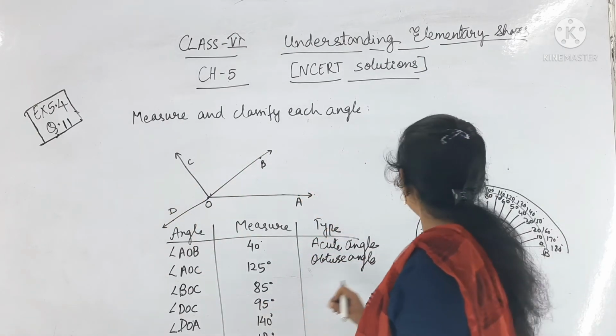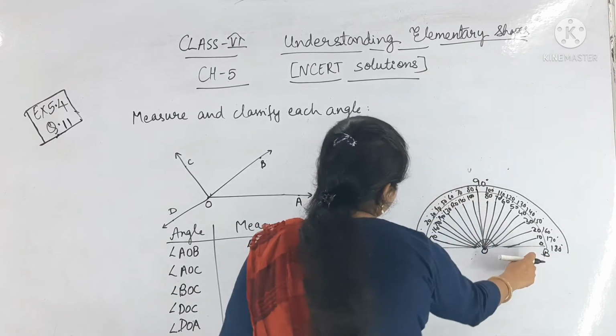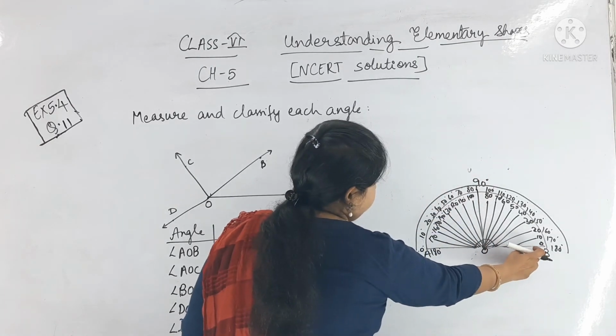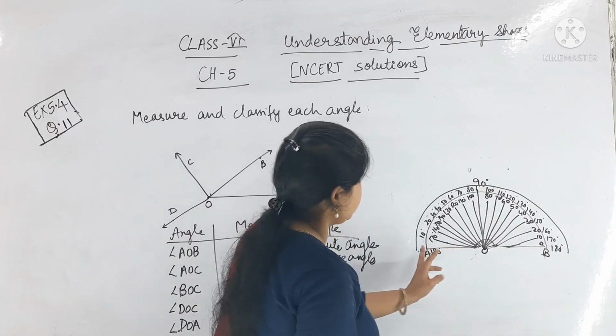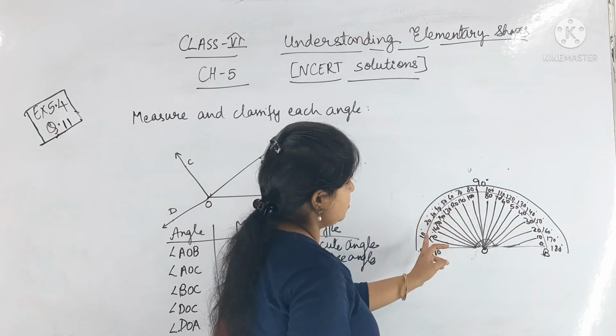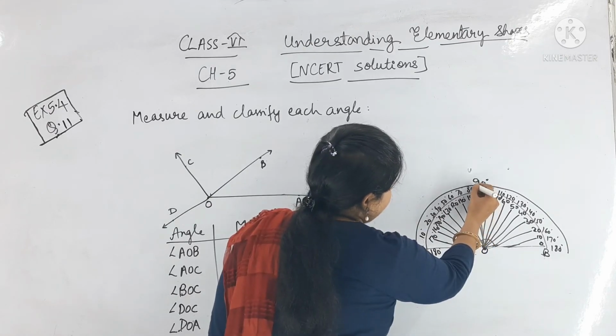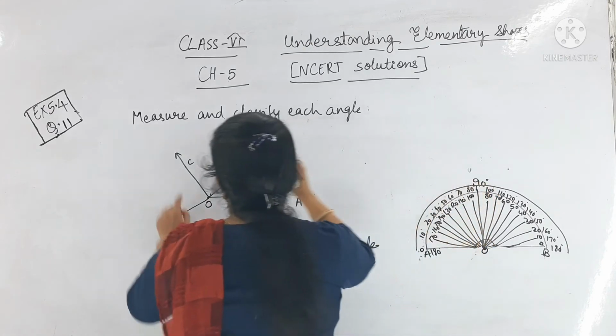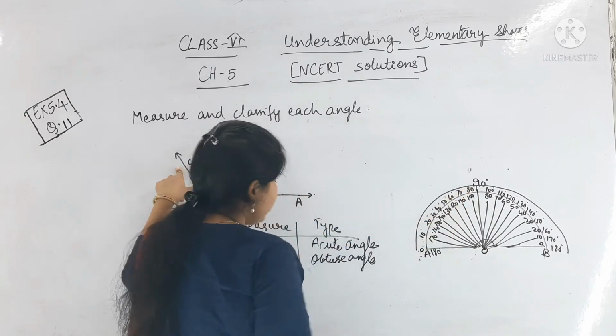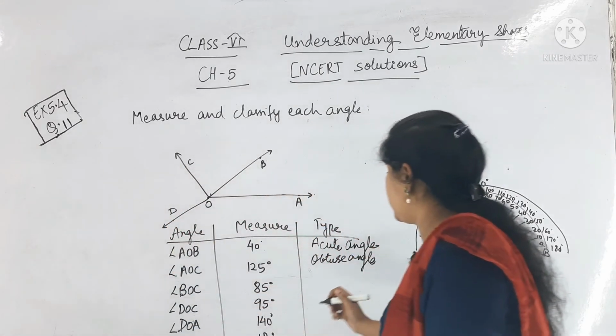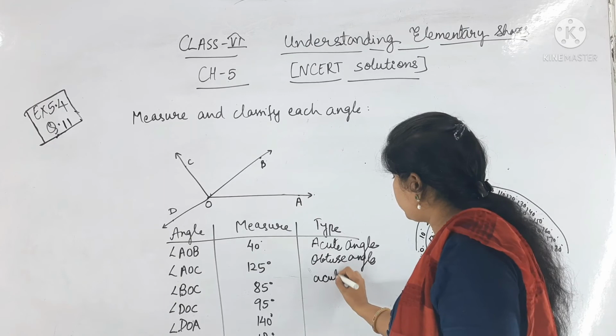Okay, if you measure from here, if you see from the B point, it is like this. Okay, 0, 10, 20, 30, this one. So 85 degree is here. So this is your angle, this one. Okay, between 80 and 90. So this is your acute angle.